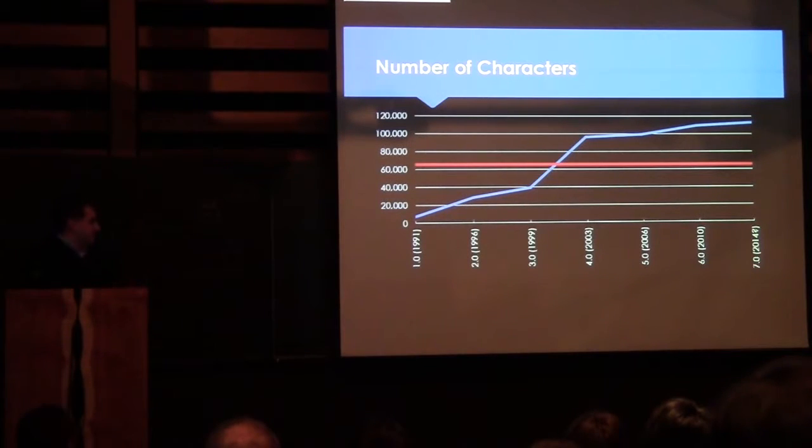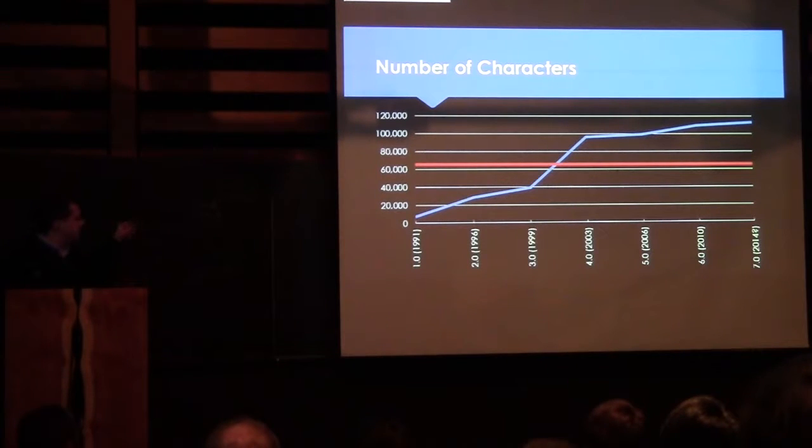So this is a graph, and the blue line is the growth of the number of characters in Unicode in each of the versions of the Unicode standard, and the red line shows the growth of the number of distinct values we can represent using a 16-bit integer, and you'll see that the 16-bit integers are not keeping up.